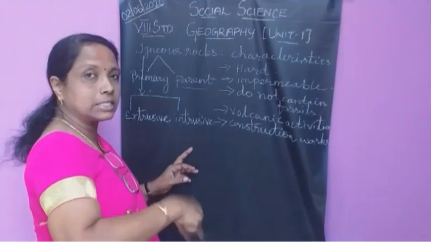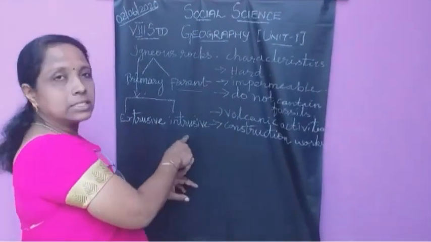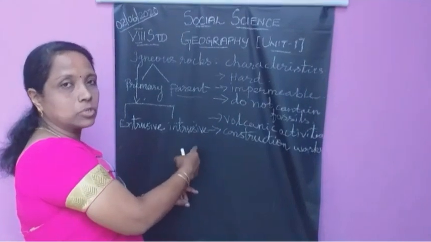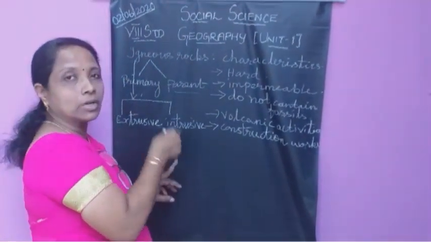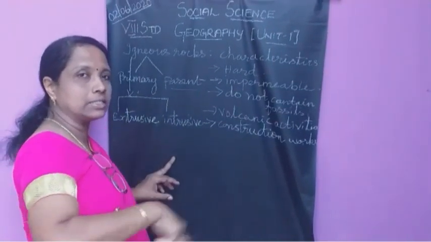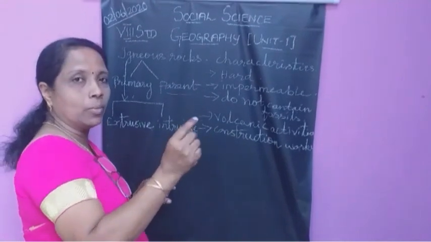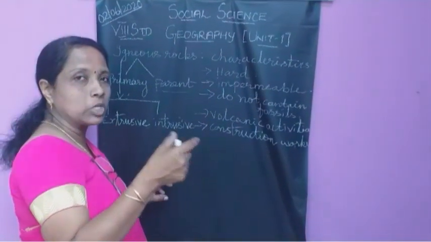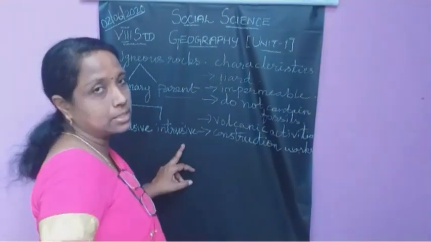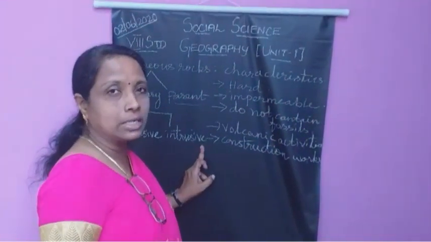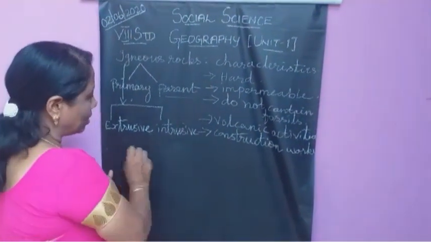Intrusive means inside itself. The molten magma cools inside the earth's crust itself and becomes solid. Intrusive means inside. You know the meaning of molten: molten means melted, magma means hot liquid rock. Inside the earth's crust itself, it becomes solid. Such a type of rock is called intrusive igneous rock. Clear?